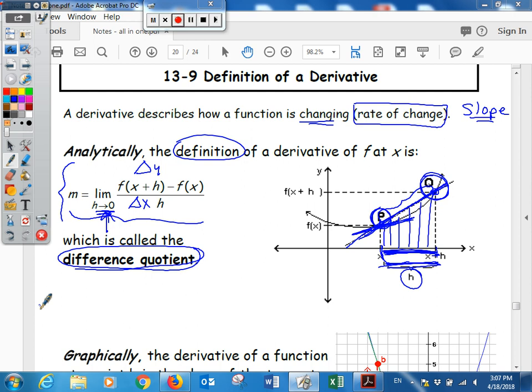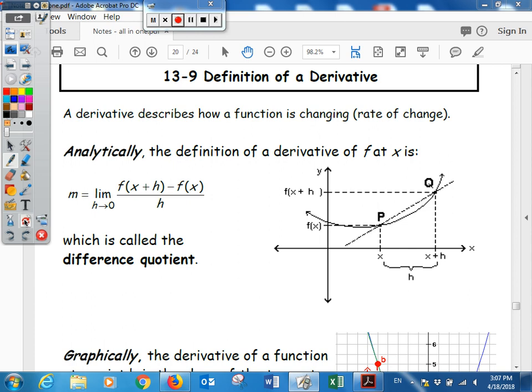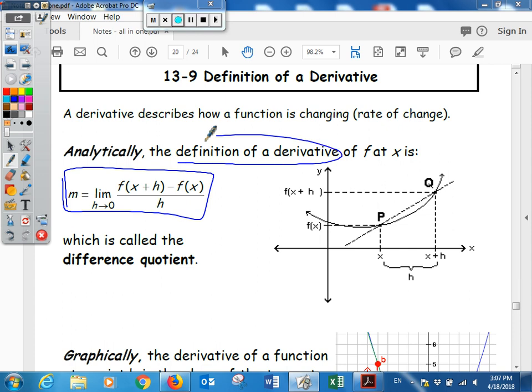And so this limit formula that talks about the rate of change is basically just your slope formula. You need to know this difference quotient. It's called the difference quotient or the definition of a derivative. You need to have that formula memorized. Put a big star beside that. You need to have this memorized. You're going to use that a lot.